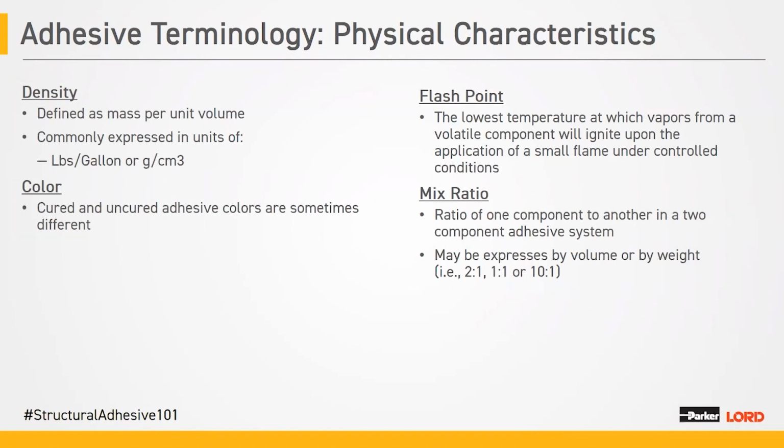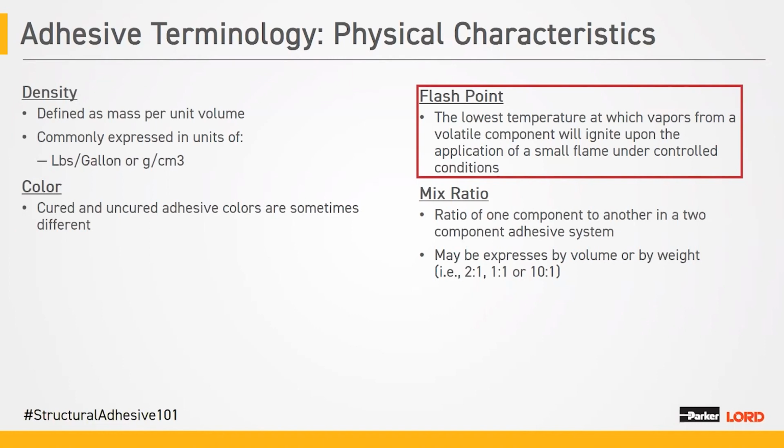Flash point is the lowest temperature at which vapors from a volatile component in the adhesive will ignite when exposed to a small flame under controlled conditions. Oftentimes this is listed on the technical data sheet and also the safety data sheet. Many times this is what a manufacturer will use when they're considering bringing an adhesive in and where it would be situated in the plant, potentially next to welding sources or open flames or sparks.